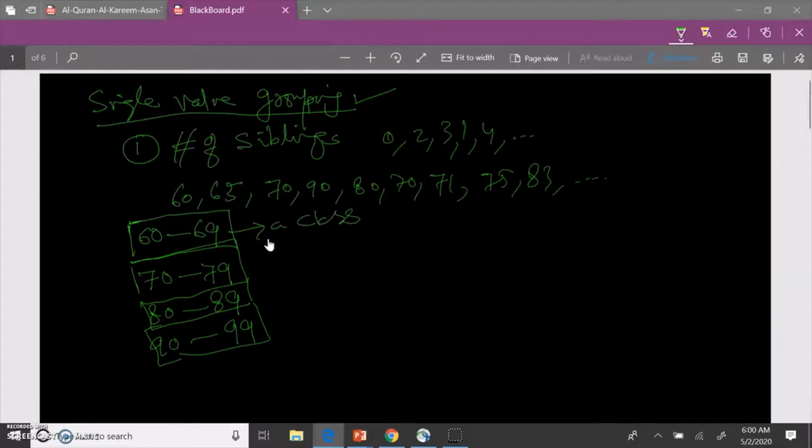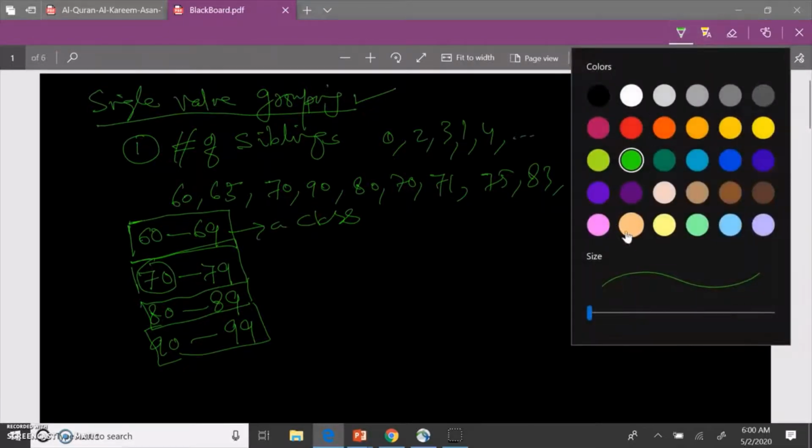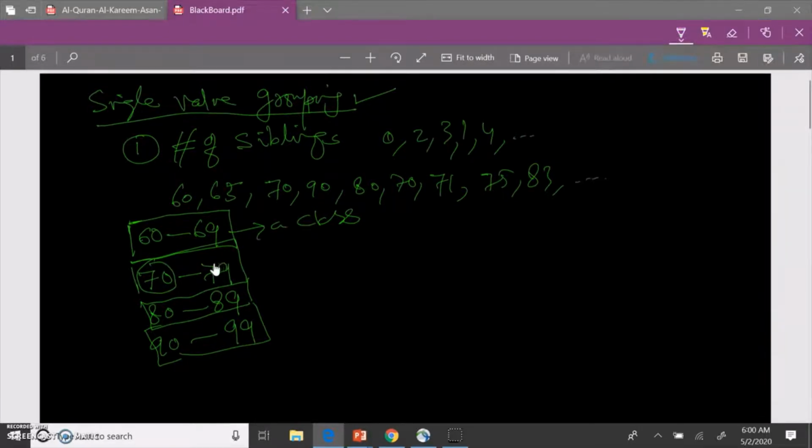A class, a range, a category, a band of values. This is the first class, the second class, the third class, and the fourth class. Note that 70 is the smallest value that I can take in the second class. 70 is the smallest value that I can take in the first class. So 70 is the smallest value, and 79 is the largest value that can go in the second class. For this reason, the smallest value that can go in a class is called the lower limit.